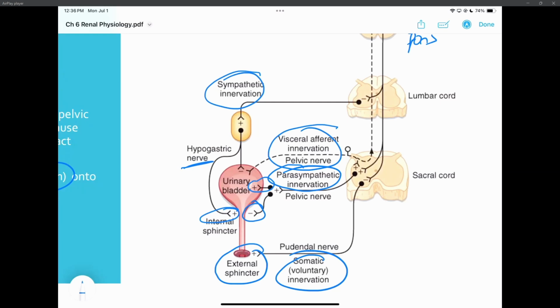But this is voluntary. So when you've got to go to the bathroom really bad and you're squeezing to not let go of anything, you're really constricting hard on that external sphincter. That's under voluntary control.